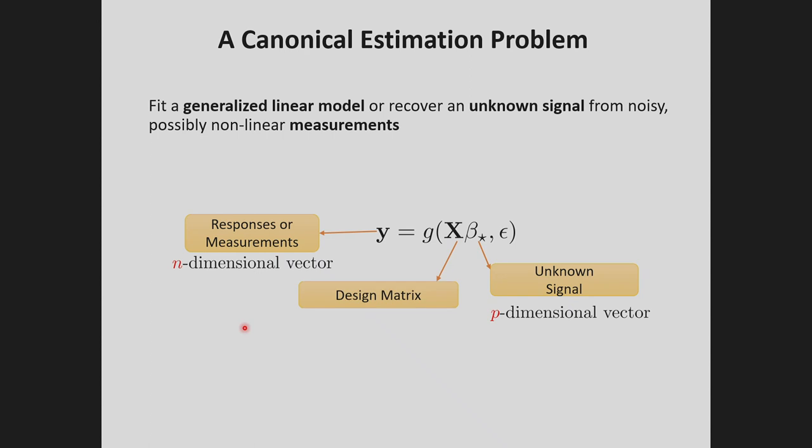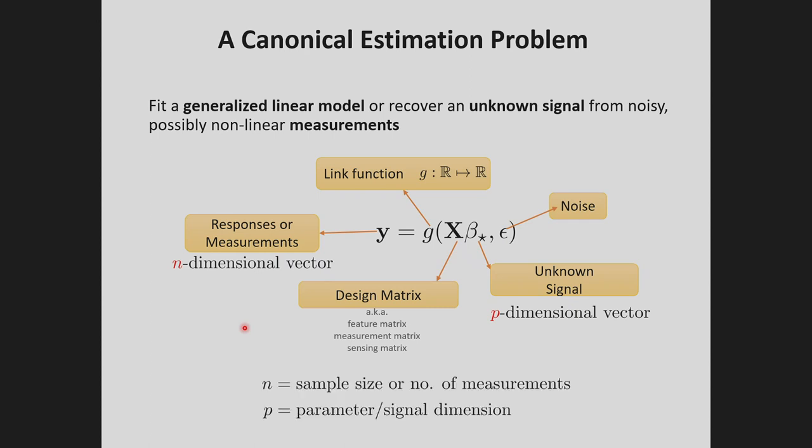It's composed of two steps. First you transform the signal linearly, and this linear transformation is given by a design matrix X. Depending on which area you work in, you might also call it the feature matrix, the measurement matrix, or the sensing matrix. And then there's a nonlinearity G, which acts entry-wise on the linear transformation of the signal. You might want to allow some noise in the measurement process, so there's an epsilon there. Throughout this talk, I'll use n to denote the sample size or the number of measurements, and p to denote the dimension of the signal that we would like to estimate.